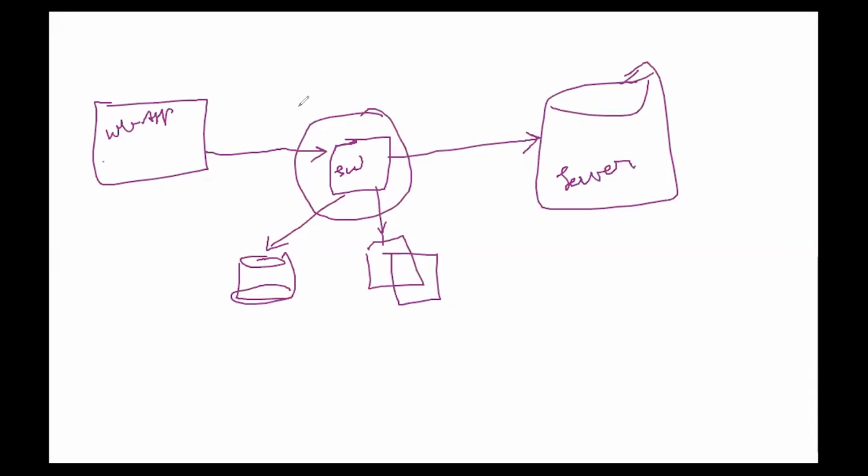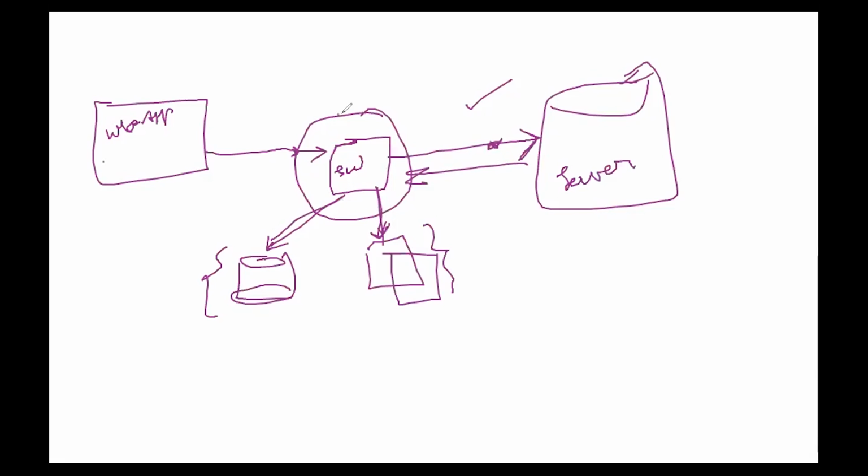Now, what happens is, for every request that your service worker is going to receive, it is going to determine if it can fetch that result from a local DB or IndexedDB, or if it can fetch that result from a cache, or if it has to go talk to the server in order to get that result. Now, let's say it is going to talk to the server for the first time. Once it is talking to the server, it is going to return with a response, and it's going to put that response in your cache.